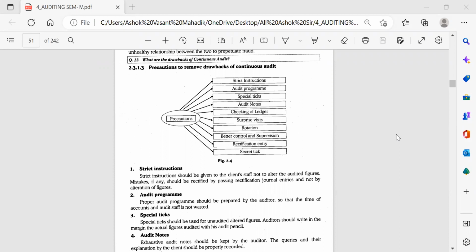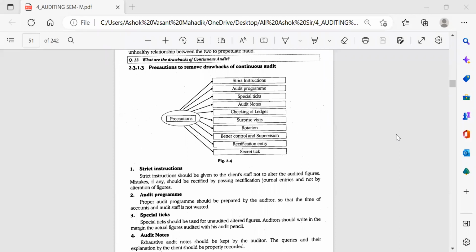Audit notes. This will take care of absence of link. The auditor or his staff should maintain audit notes, or an audit notebook, and note down all the important aspects, all the queries, all the answers given by the office staff. This will be helpful to keep track of what they had done last time. Checking of ledger: not only checking the primary books. What are primary books? Journal and subsidiary books are primary books. The auditor also has to look into the ledger accounts of individual parties to see if any corrections are done.